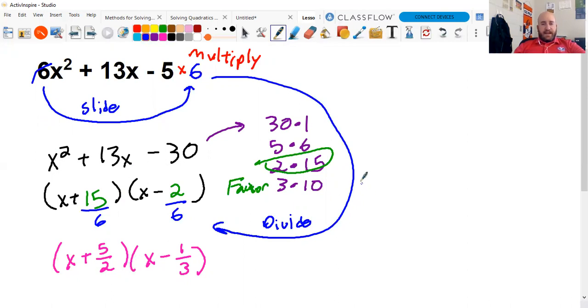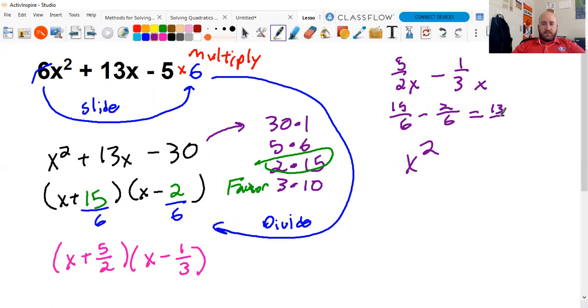If I actually were to multiply this out, let's see if Coach Sharp can use this real quick. It would be x squared, plus positive 5 halves x minus 1/3 x. If I get like denominators, it would be 15 over 6 minus 2 over, oh, we already did that. So it'd be 13 over 6. So x squared plus 13/6 x. Multiply that together, it'd be negative 5/6. So really, it would just be our original problem with everything divided by 6. 6 divided by 6 would give me 1, 13 divided by 6, and 5 divided by 6.